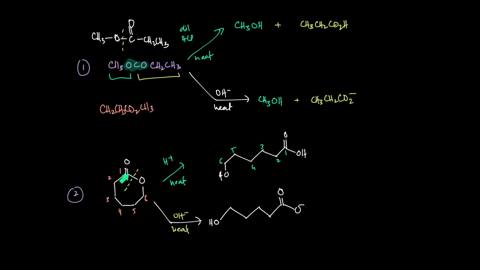So when I hydrolyze it, I'm going to break that bond, and when I have a 6-carbon ring here, and when I open it up, I get a 6-carbon chain. On carbon number 1 I have the OH, the acid group, and on carbon number 6 I have the alcohol group. So I get a 6-carbon chain again with an acid and alcohol on the ends. And again, if I use alkaline conditions, I'll make the anion of the acid.